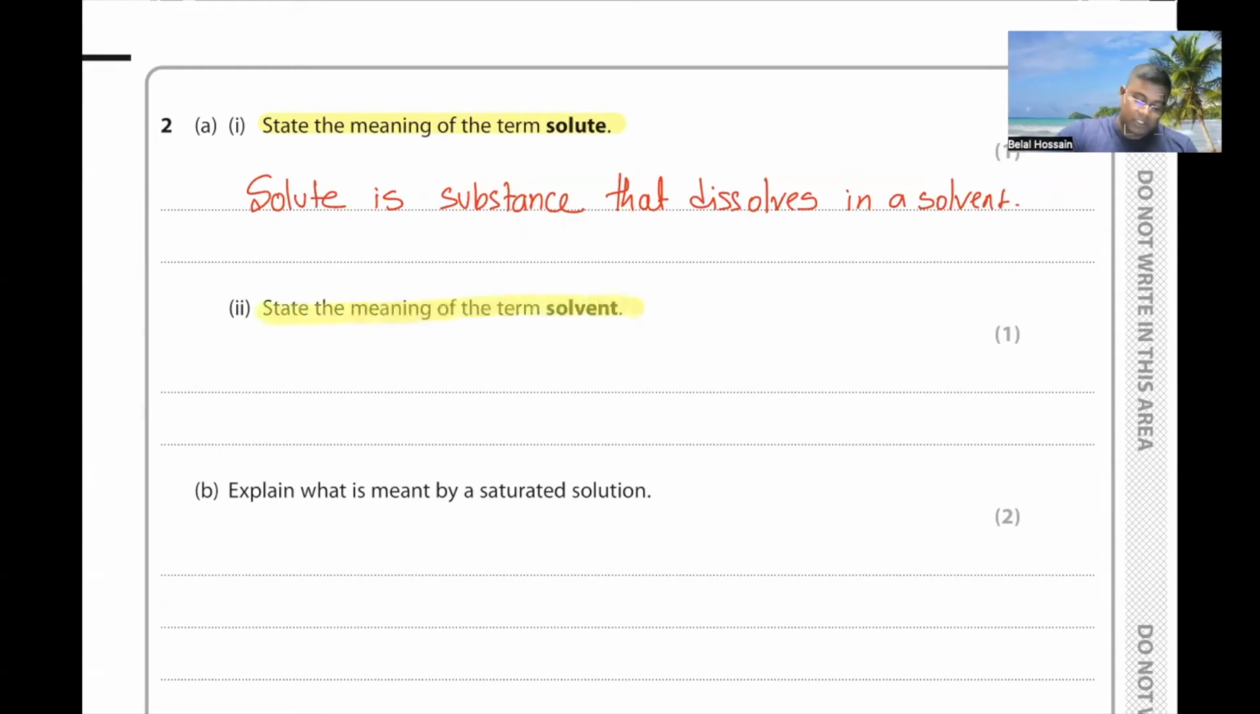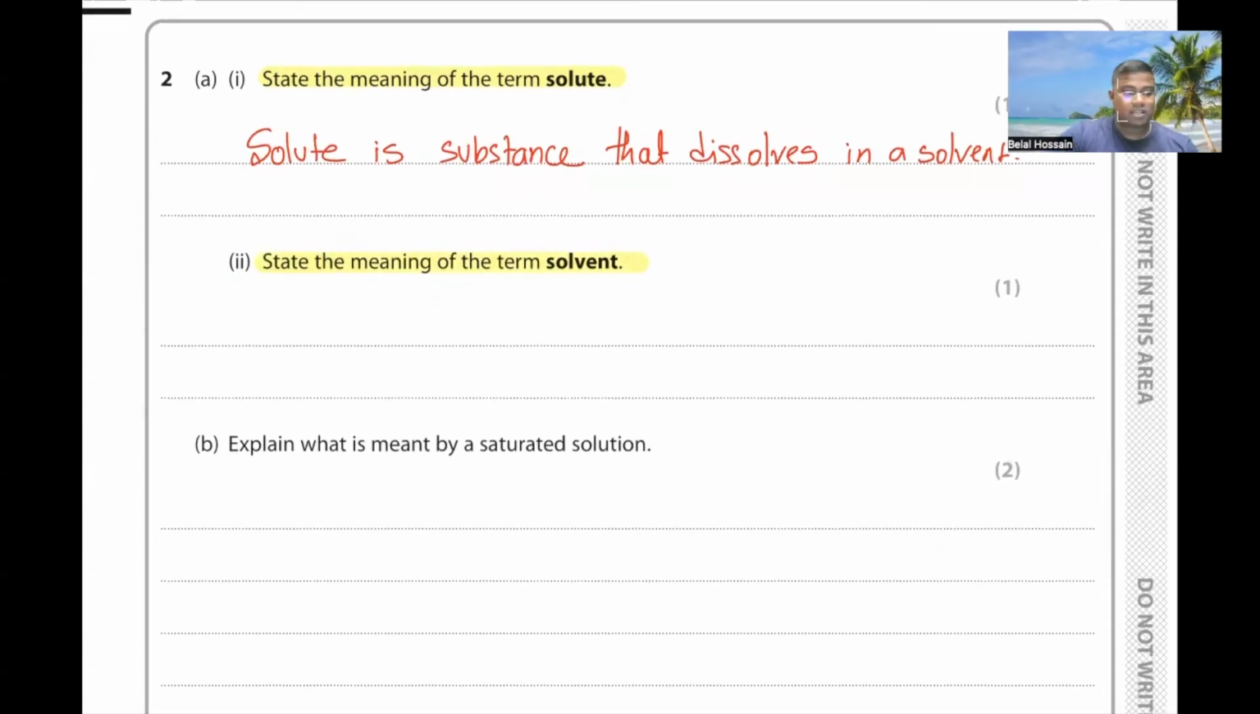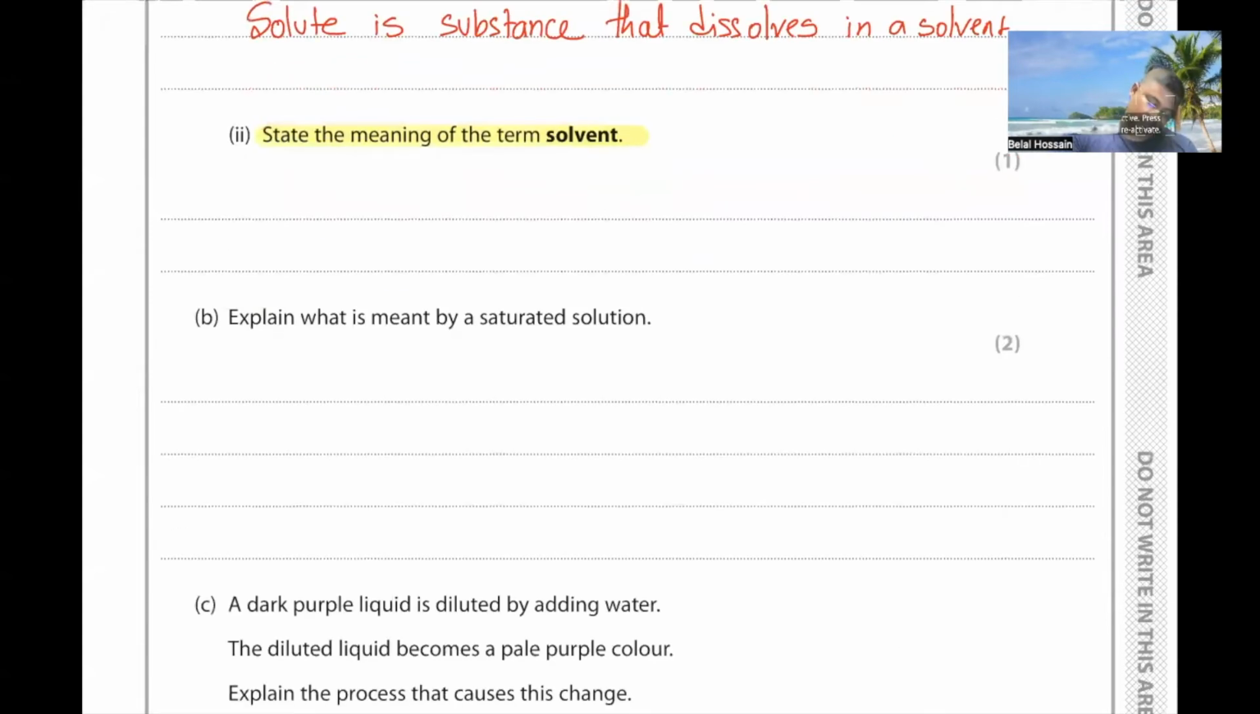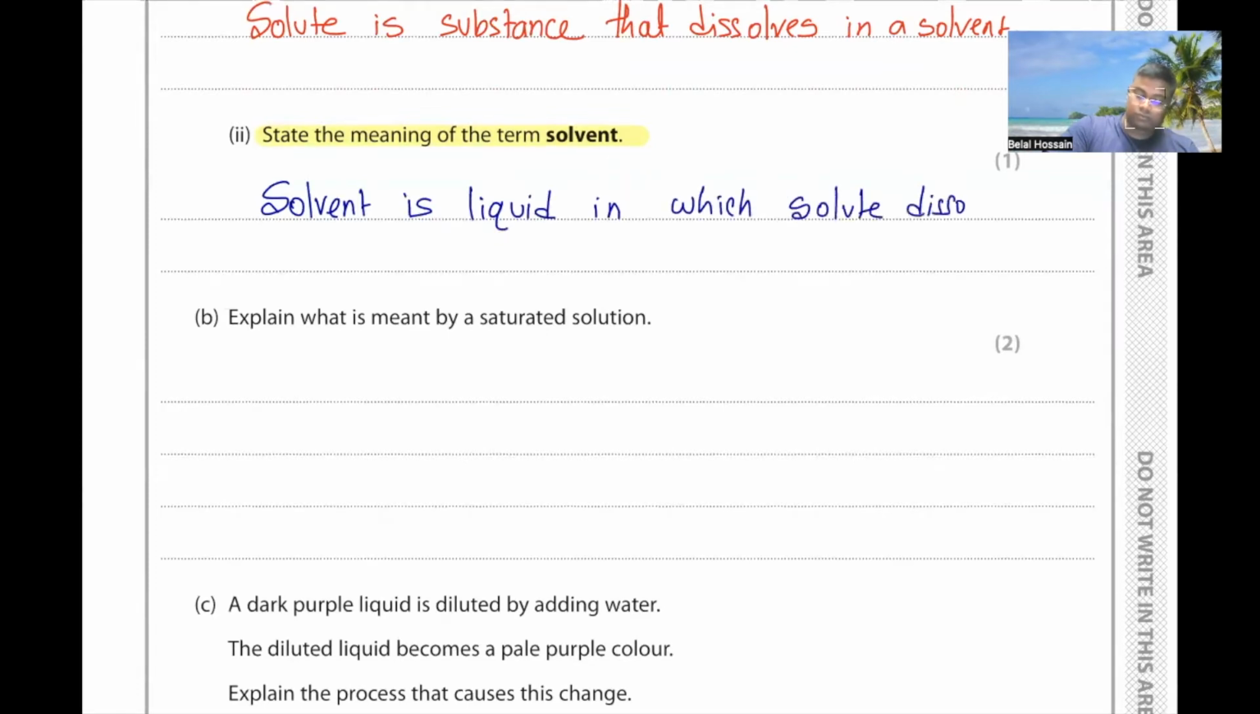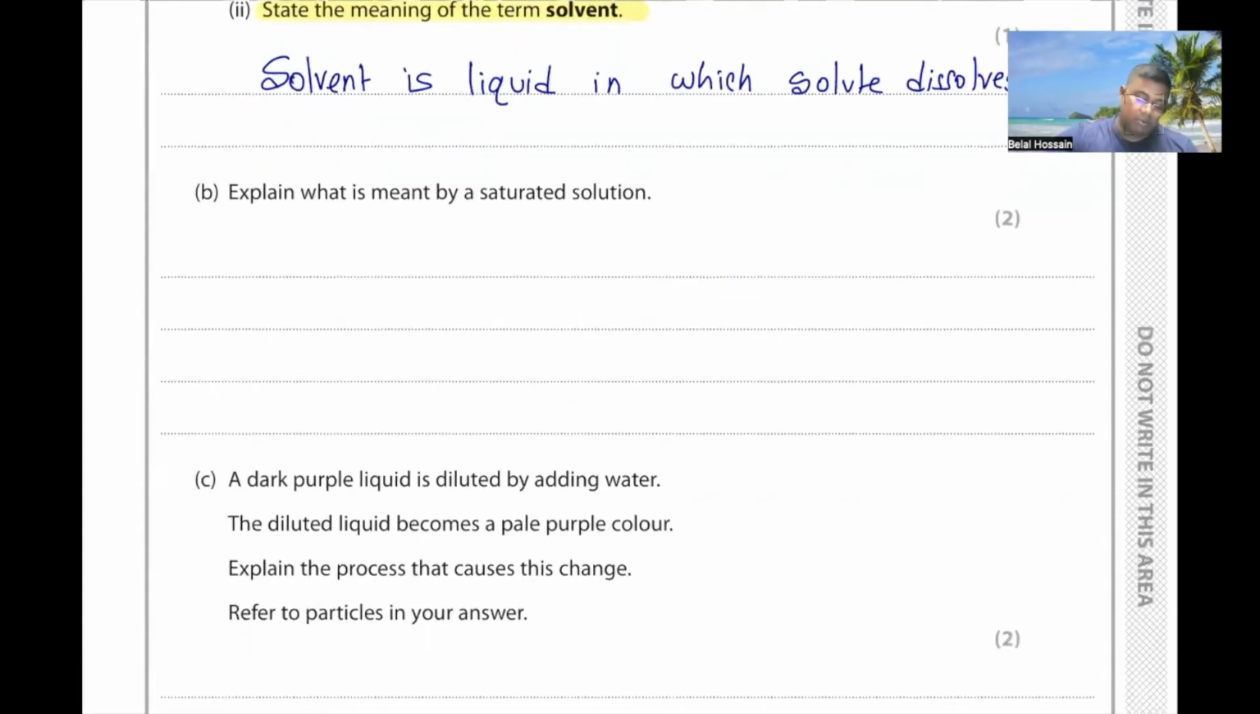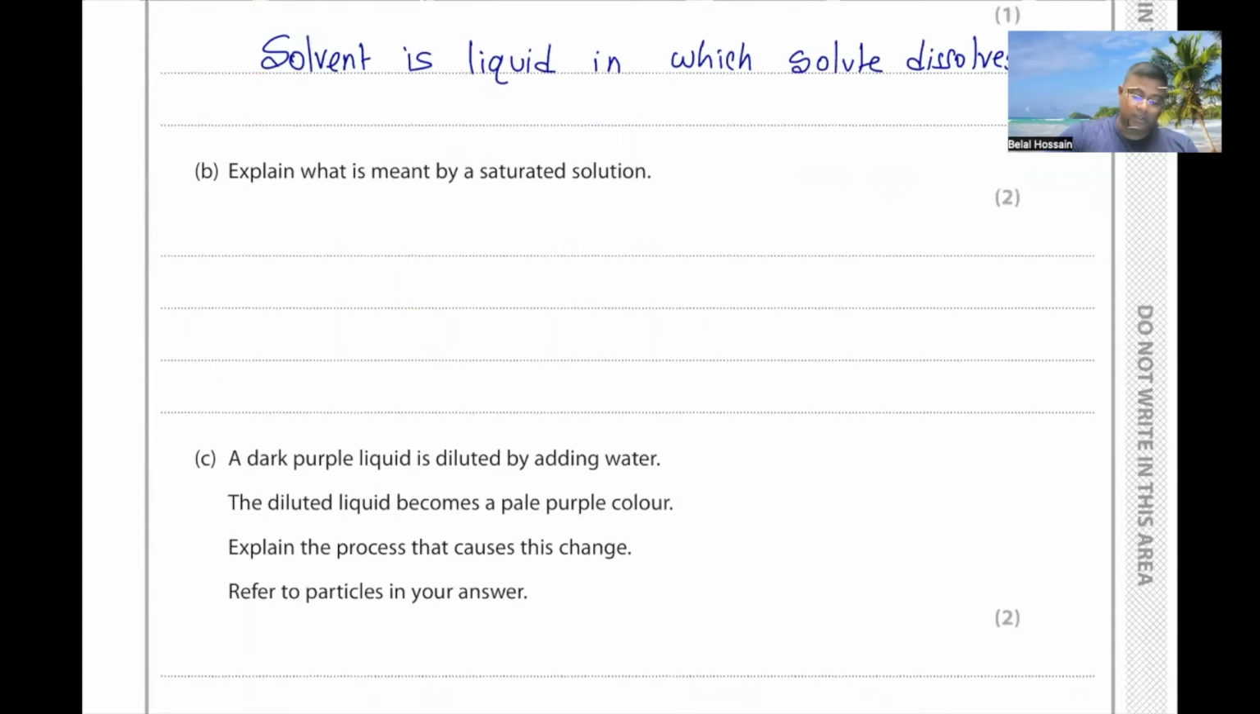State the meaning of the term solvent. Whenever you are asked the term solvent, understand that solvent is the liquid in which a solute dissolves. So it has to be a liquid. This is also a pretty straightforward answer. So please try and memorize this particular point, that a solvent is a liquid in which solute dissolves.